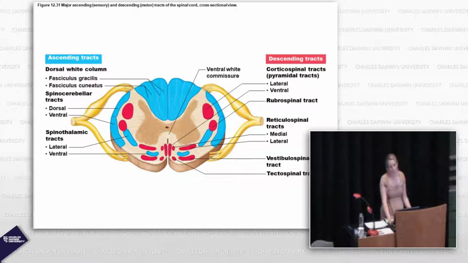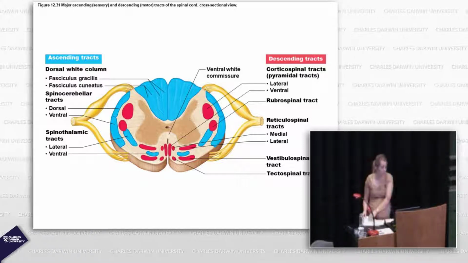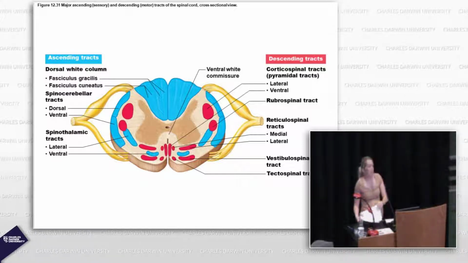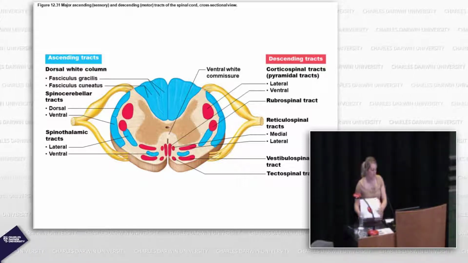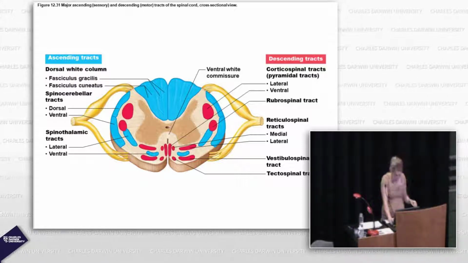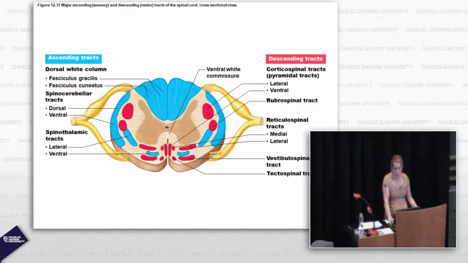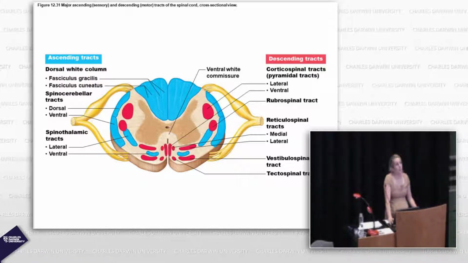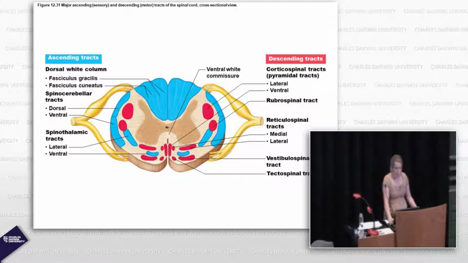In the blue, we have the ascending tracts. These are all sensory tracts, carrying sensory information to the brain. And in the red, we have the descending tracts, carrying the motor information away from the brain. We will go through the main neuronal pathways in these different tracts. For the ascending, we've got the 3 main ones: the dorsal tract, the spinocerebellar tract, and spinothalamic tract.